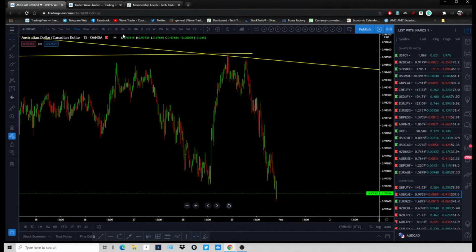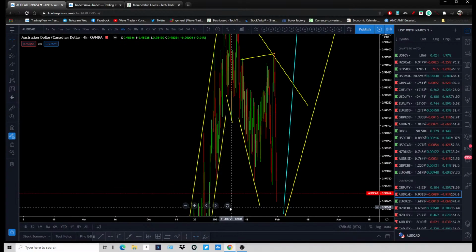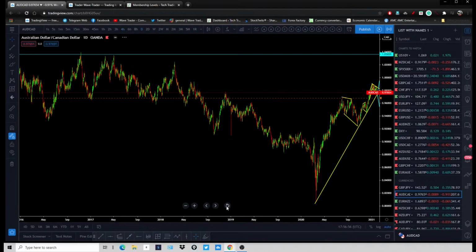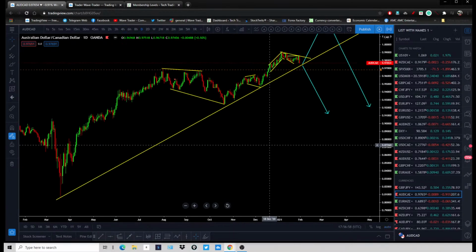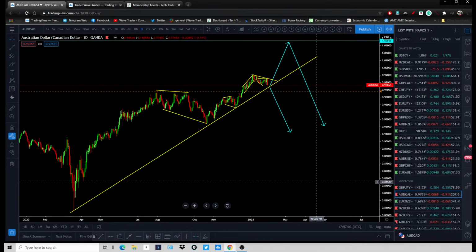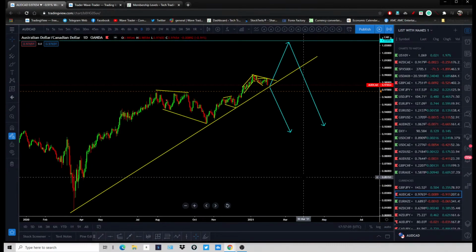Aussie CAD is trying to go lower too. All this sharp sell-off has been created by the GameStop volatility.